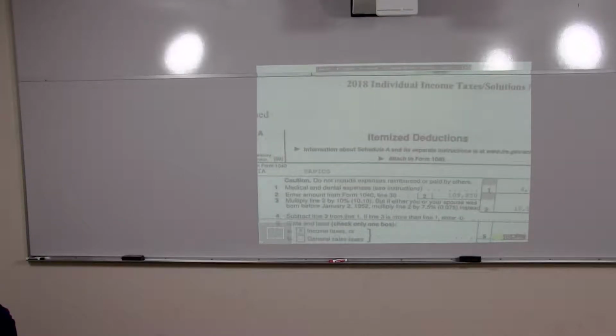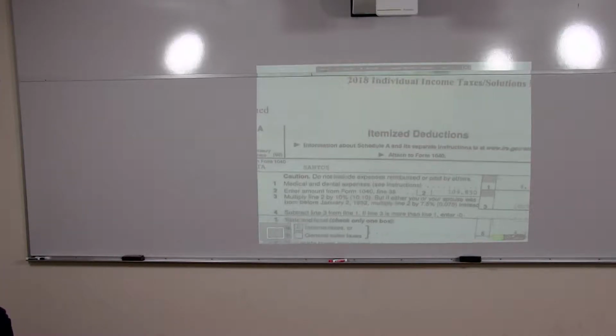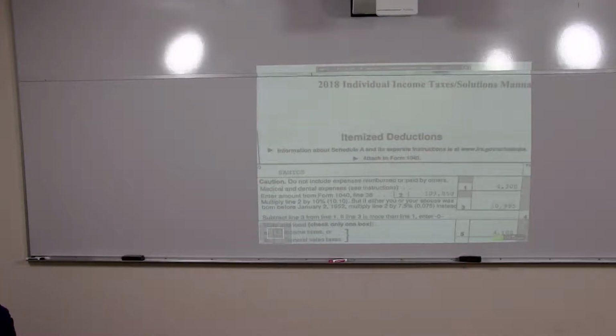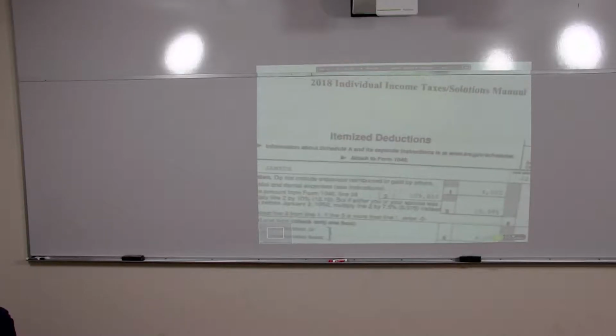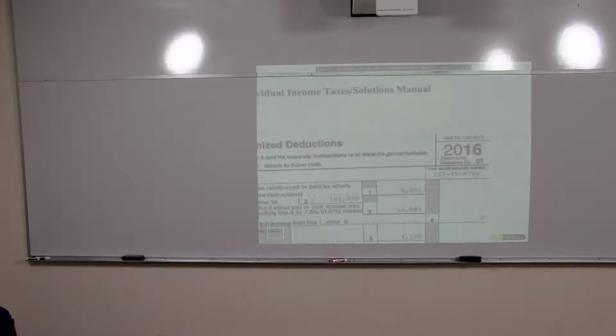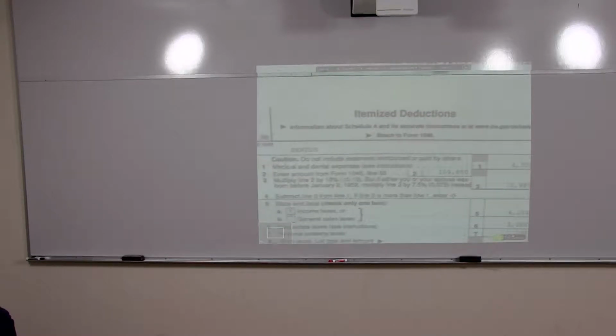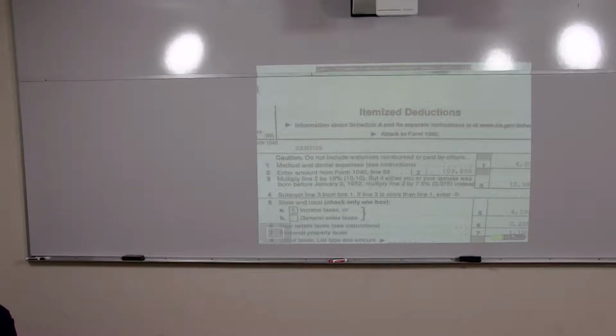But now if you can see here, line 2 says enter the amount from 1040 line 38, which is our adjusted gross income, $109,850. To deduct medical expenses, you only get to deduct your expenses if they are in excess of 10% of your adjusted gross income. As you can see, line 3 says multiply line 2 by 10%. 10% of $109,850 is $10,985. Since $4,300 is not in excess of $10,985, her deductible medical expenses are 0. And you can see right here, subtract line 3 from line 1. If line 3 is more than line 1, enter 0.